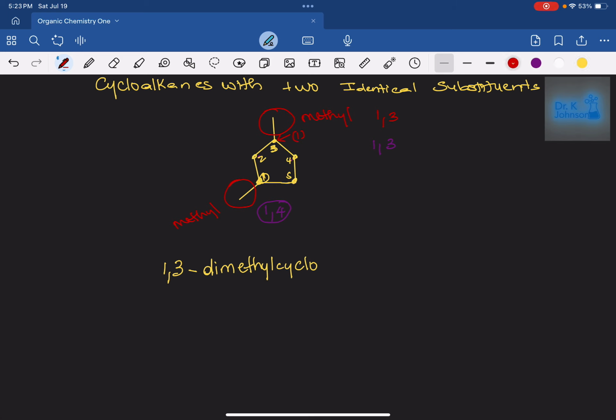1, 2, 3, 4, 5. Let me use red for that. This is 1 carbon, 2 carbon, 3 carbon, 4 carbon, 5 carbons. I'm just counting the total number of carbons. So I have 5 carbons, your regular alkane with 5 carbons is pentane. So it's 1,3-dimethylcyclopentane, and that is how you name. If you have two identical substituents, clearly the alphabet is not the route to go because both of them start with the same letter.